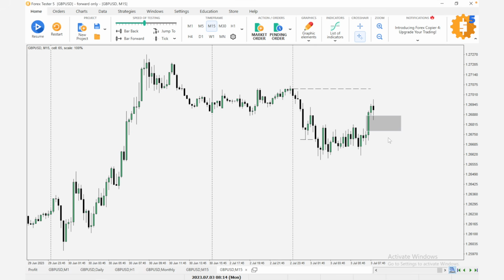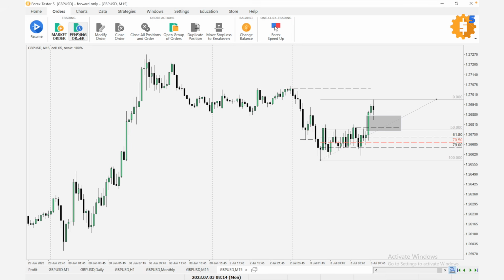As I said, I want to see at least an OTE together with fair value gap or fair value gap with an order block. We also have our order block right over here. Just going to mark it with my trend line. Let's check our OTE. So this is our OTE level. So I'm just going to set a buy limit order right around here. Let's set a pending order.